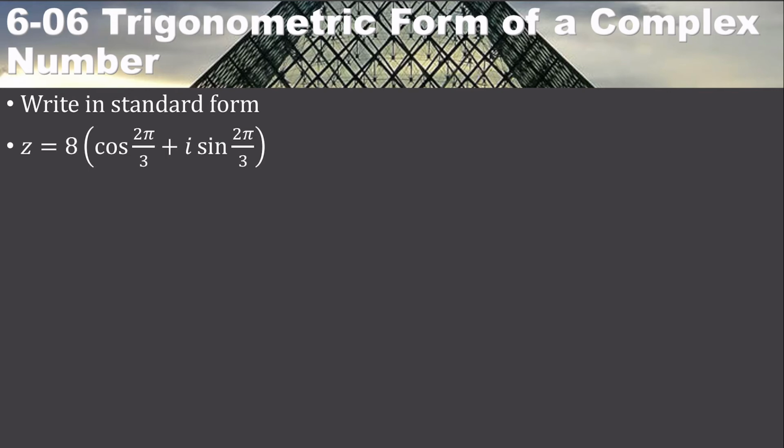So let's write this in standard form. It is in trig form. Let's change it to standard form. It's really pretty straightforward. We just do our calculations. So cosine of 2 pi over 3 is negative 1/2, and sine of 2 pi over 3 is square root of 3 over 2. So let's just distribute. 8 times negative half would be a negative 4. And the 8 over 2 reduces to a 4, square root of 3, and your i. Well, look at that. It's in standard form.